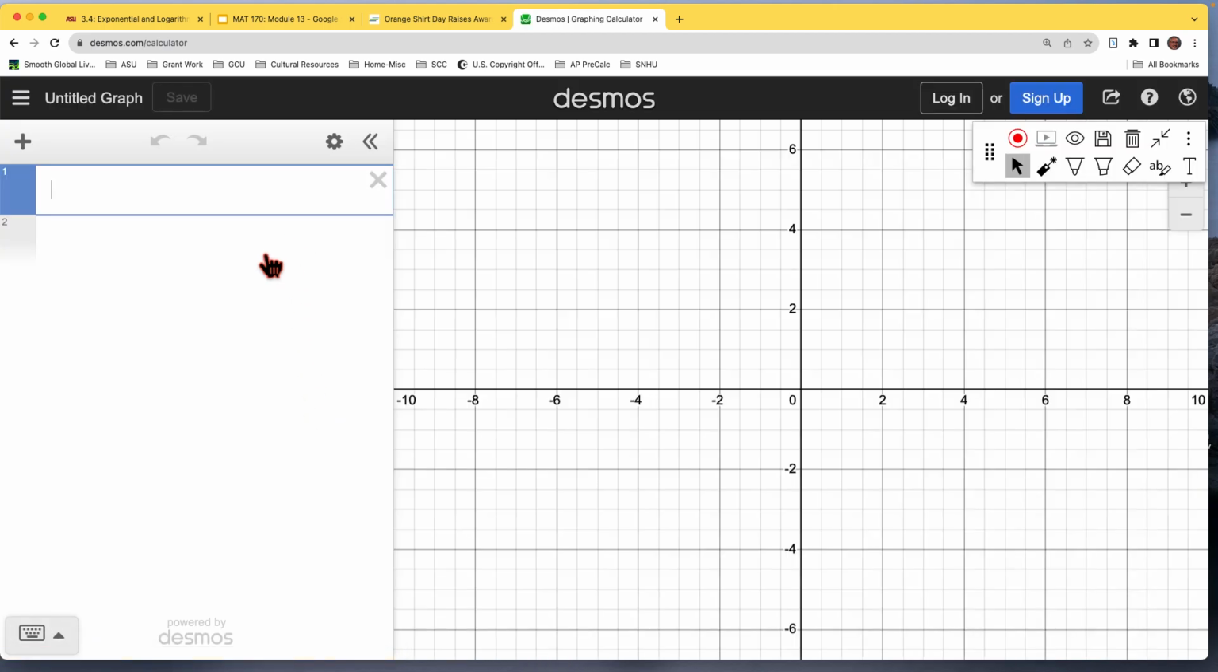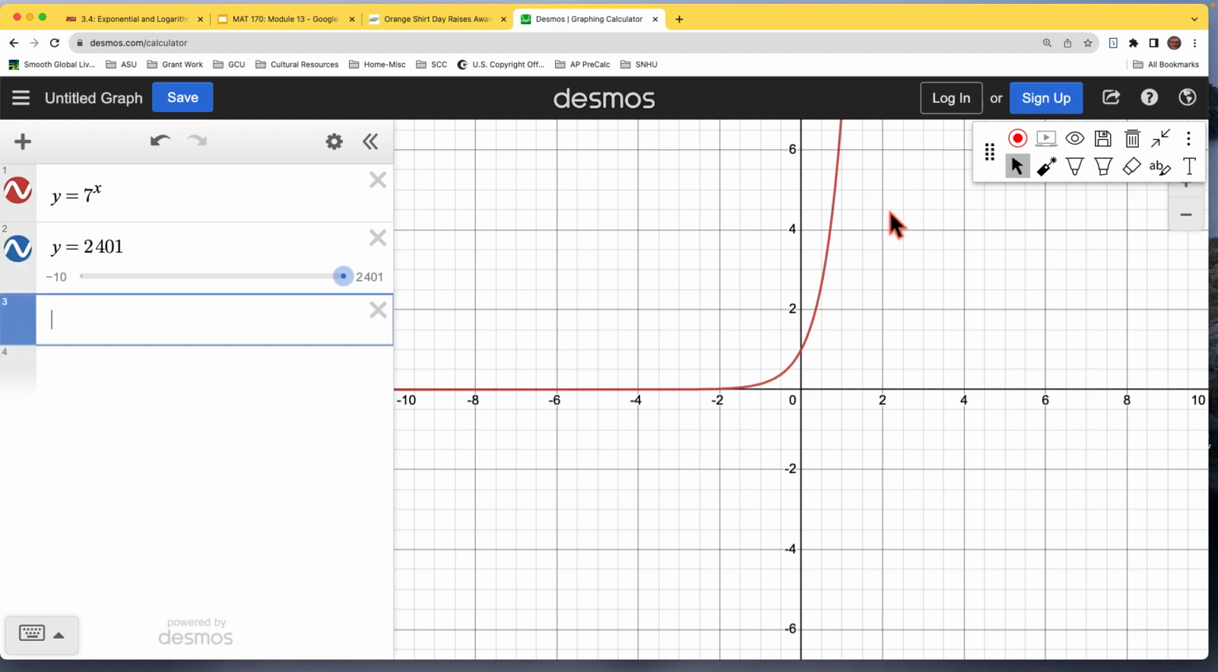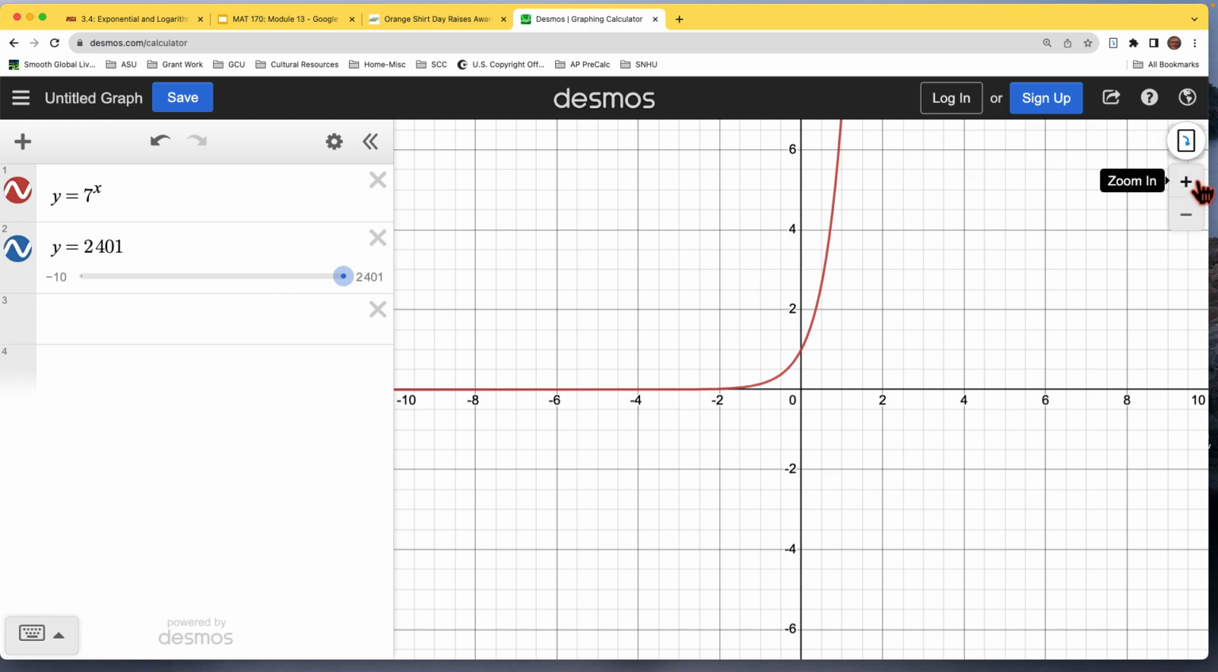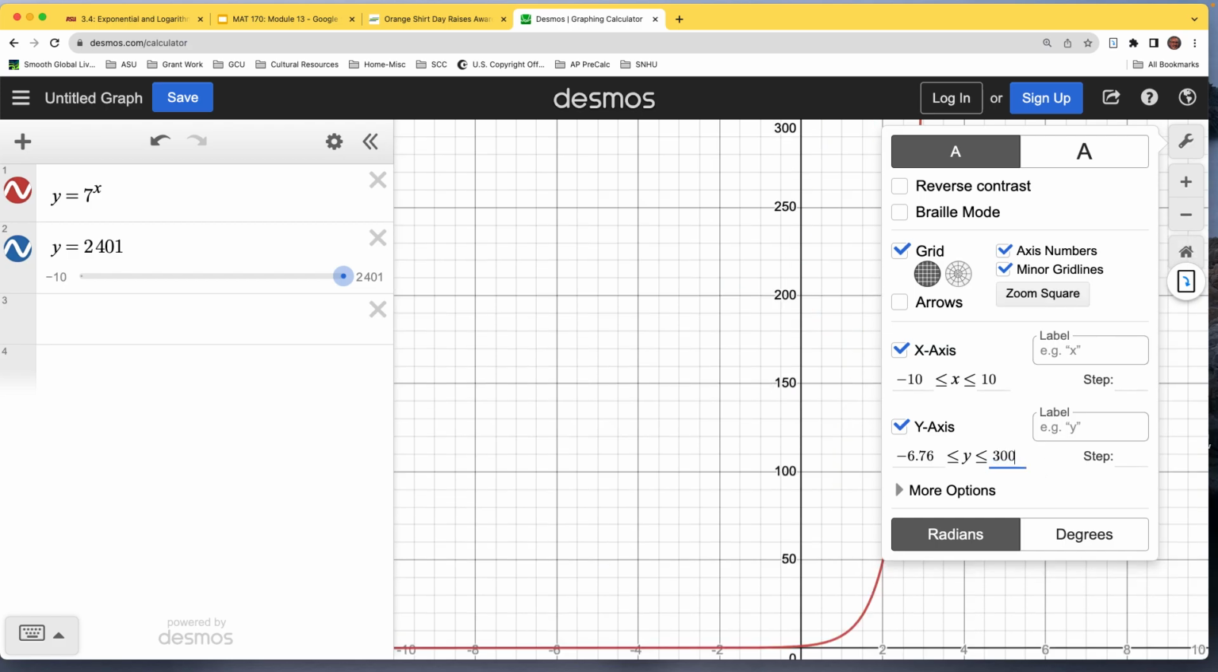So again, we could graph one as y equals 7 to the x. That's that exponential function. The other one, y equals 2,401. And again, if y is 2,401, I'm going to need to see that high, so the y-axis has to go up at least that high. Let's go to 3,000.